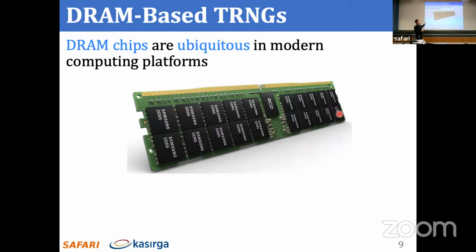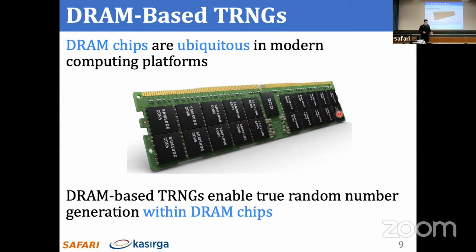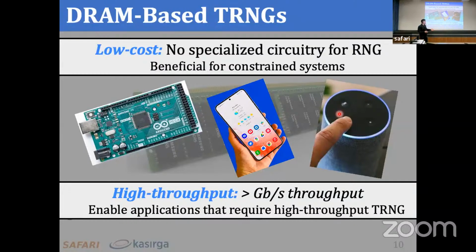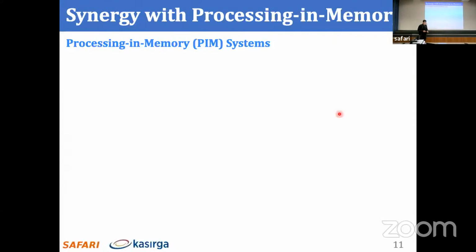But when we look at DRAM, we see that it's ubiquitous in modern computing platforms. It exists everywhere. And TRNGs that are based on DRAM can generate true random numbers inside DRAM chips. This is particularly useful for constrained devices, such as your mobile phones or even smaller boards, because it doesn't require specialized circuitry to generate true random numbers. They also can provide true random numbers at high throughput, and they enable applications that require high throughput true random number generation in these devices.